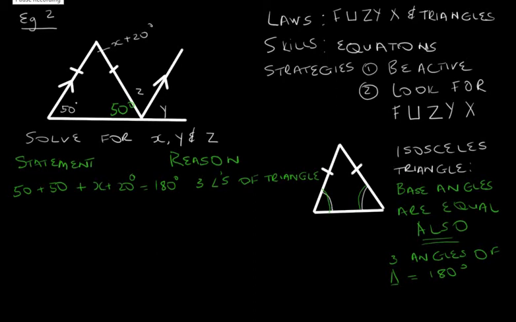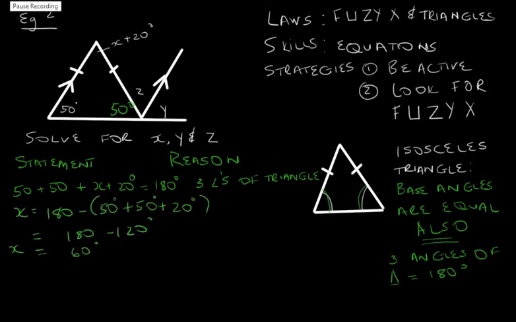What do we need to do now? We need to solve for x. So what does that mean? We want x on our left hand side and we want everything else on the right hand side. So we find that x is equal to 180 degrees minus 120 degrees, which is equal to 60 degrees.